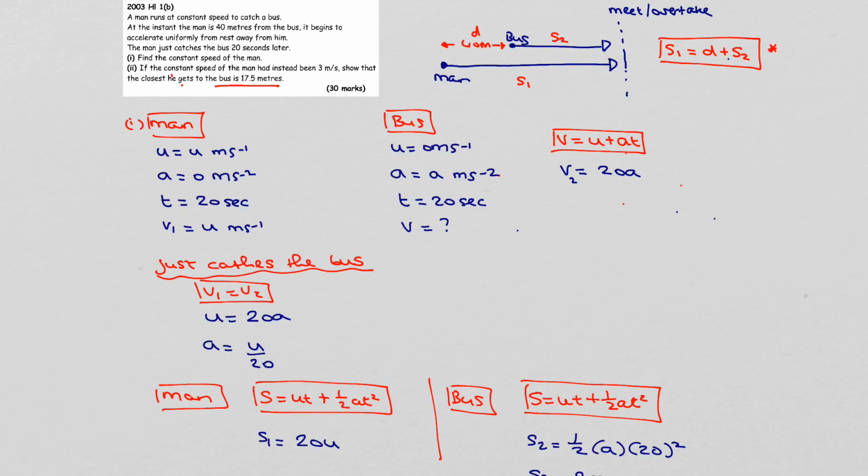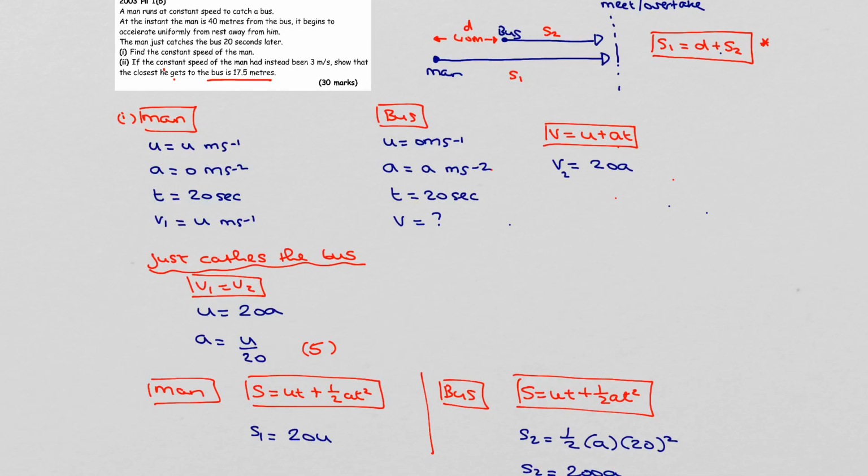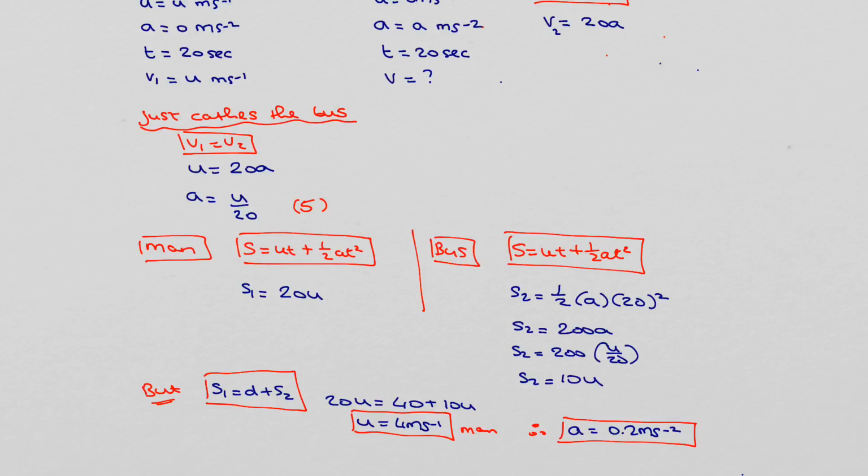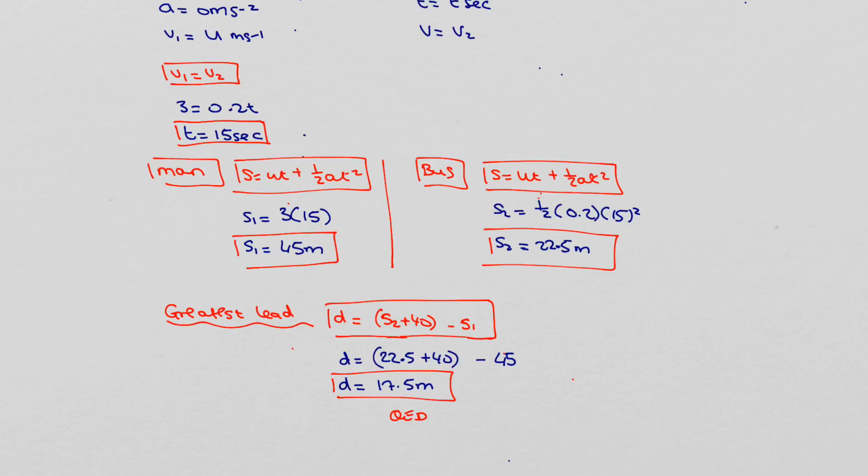Okay, so let's have a look at the mark scheme. For getting our acceleration in terms of u, we were getting 5 marks. For getting our S1 is equal to 40 plus S2, we were getting 5 marks. And for getting our initial velocity, and we didn't have to get the acceleration, but obviously it's required for the second part of the question, we were getting 5 marks. So the 5 marks there was going for U, but A obviously was part of the marks for the second part of the question.